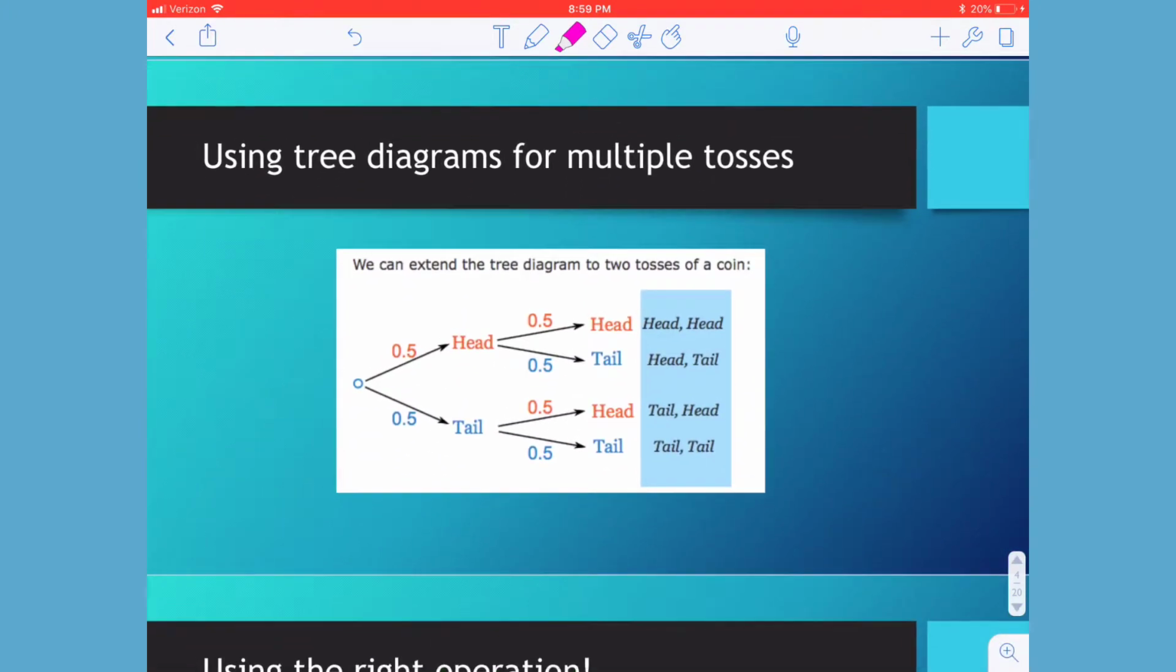Now, it's good because if I want to toss the coin a second time, I have gone my first toss, and now from that toss, I toss again, and I can either get a heads or a tail. And so you'll notice again on all the branches, I've put their probabilities. This allows me to say, okay, I either get a head and then a head, or a head and then a tail. Or maybe I get a tail and a head, or maybe I get a tail and a tail.